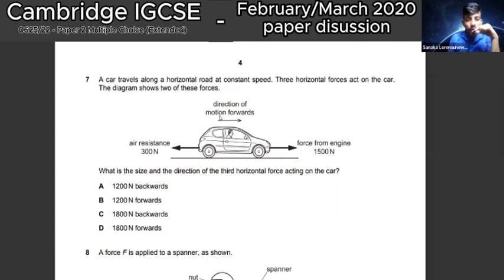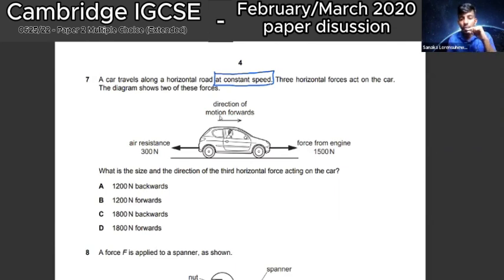Okay, let's see. The car travels along a horizontal road at constant speed. This one is very important. At constant speed. Then the car is moving at constant speed. It means there are no net forces acting on this car. Then we want to add another force to get constant speed. Otherwise it has an acceleration. The car has acceleration.